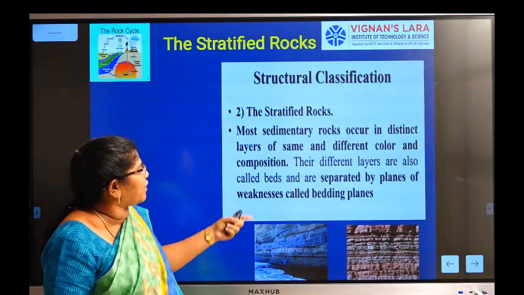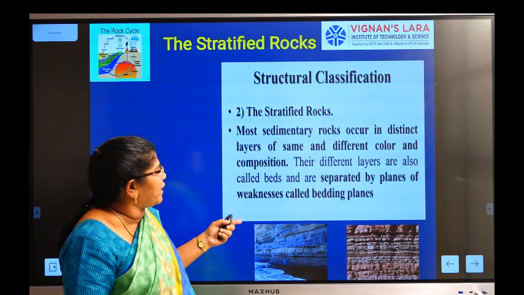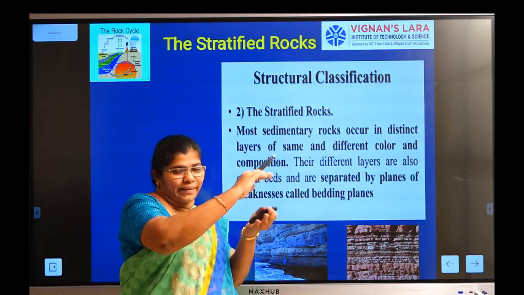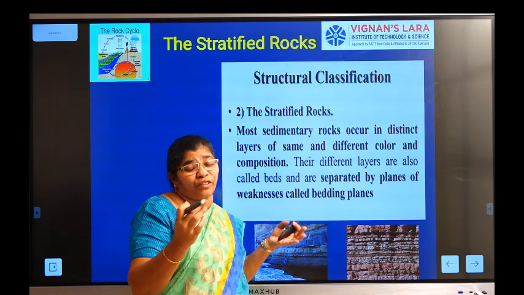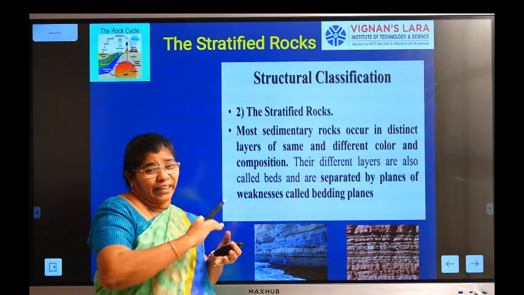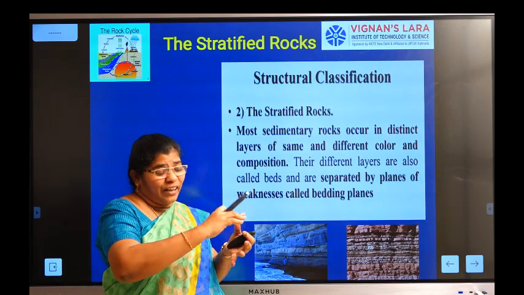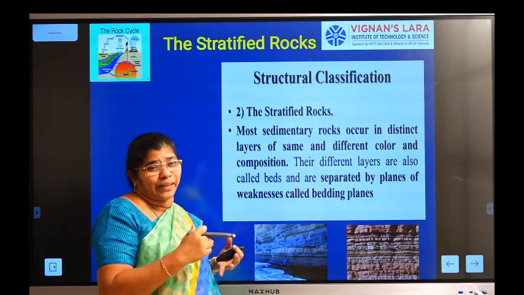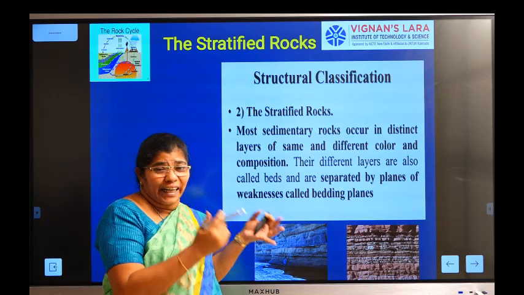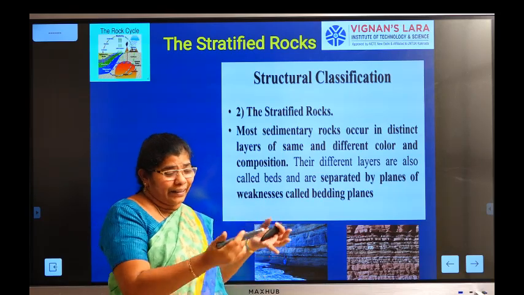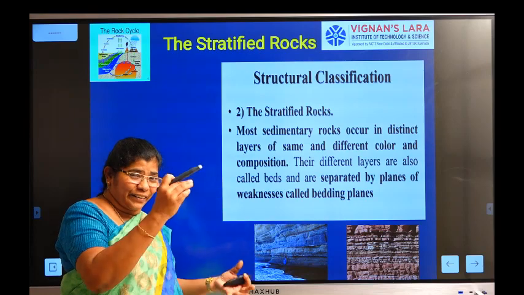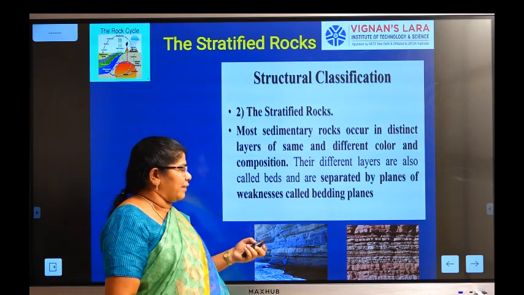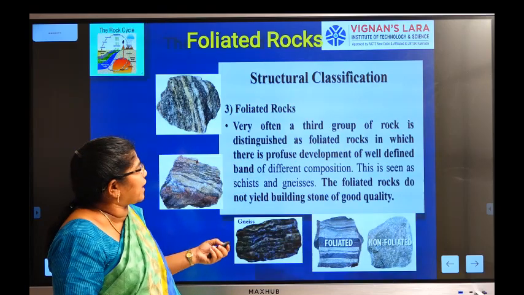classification. The stratified rocks have different layers, also called beds, and they are separated by planes. I don't know how many of you, in your small age, have taken layered stones and played with them. They will be in different layers. Even now you can go and take a limestone, which will be available in the building sites. You can break it, and it will break layer by layer, right? So that comes under the stratified rocks.